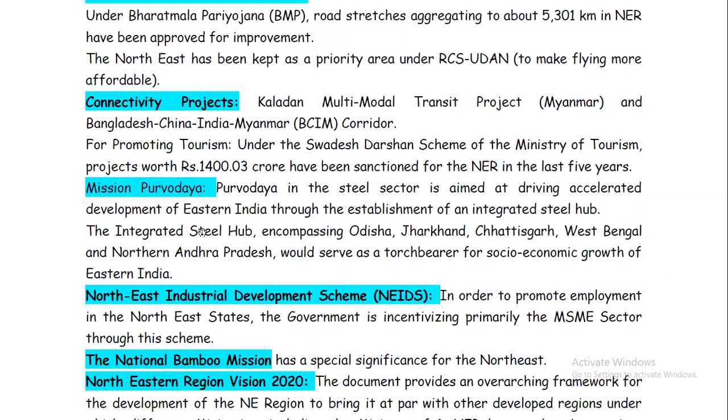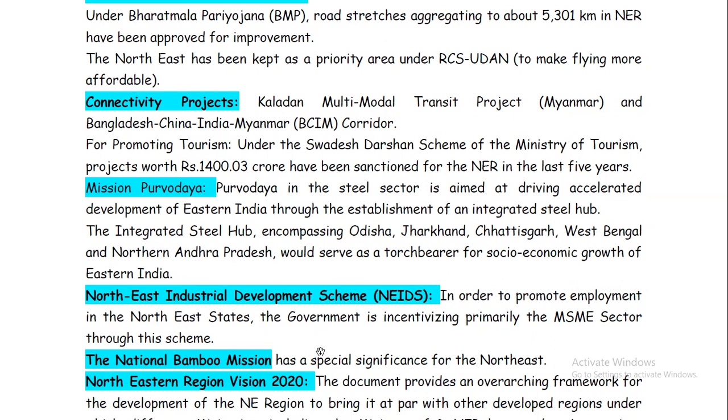Then Mission Purvodaya. Remember, this Mission Purvodaya is associated with the steel sector. Purvodaya in the steel sector is aimed at driving accelerated development of Eastern India through the establishment of an integrated steel hub. The integrated steel hub encompassing Odisha, Jharkhand, Chhattisgarh, West Bengal, and Northern Andhra Pradesh would serve as a torchbearer for the socio-economic growth of Eastern India. Means this is also associated with our Northeast.